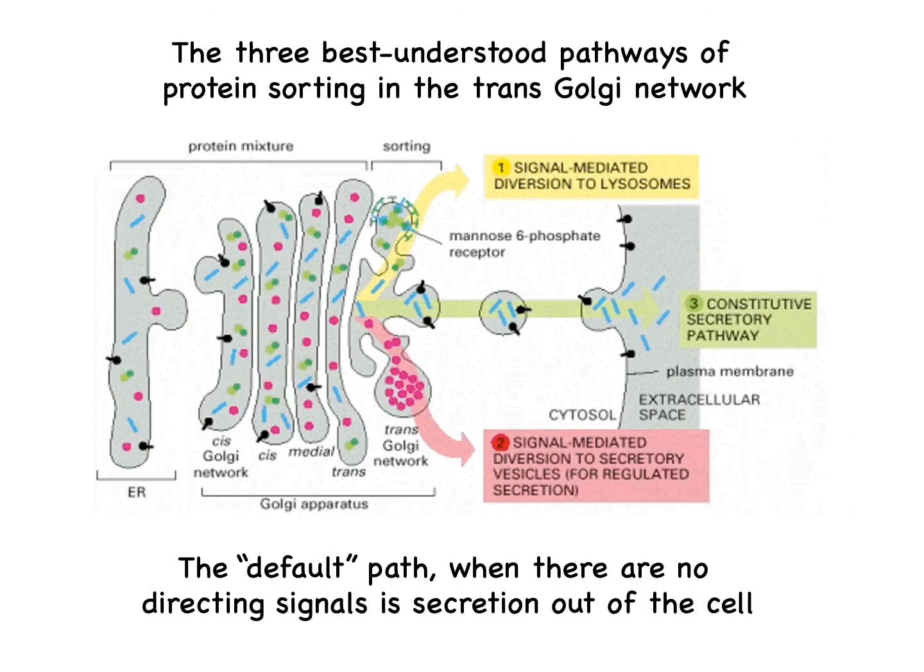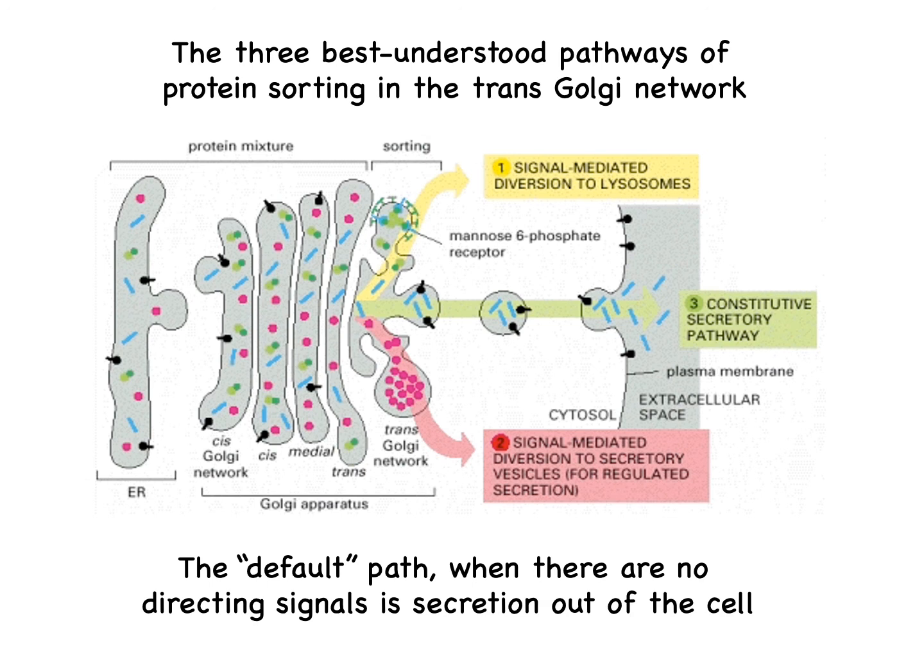So these are the three best known and major pathways of proteins going through the Golgi. At the top in yellow is movement to the lysosomes, and again this is a signal mediated mechanism. So signals are placed onto the proteins that direct it to the lysosomes.